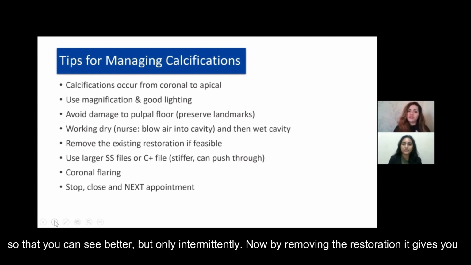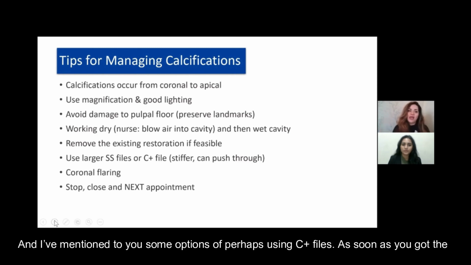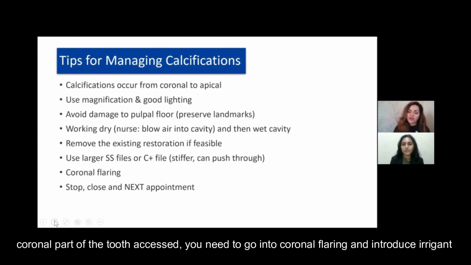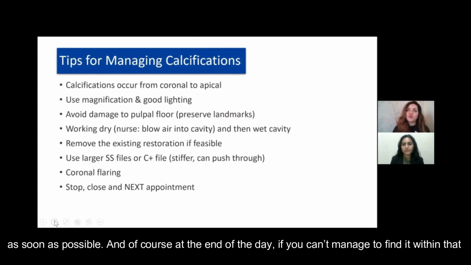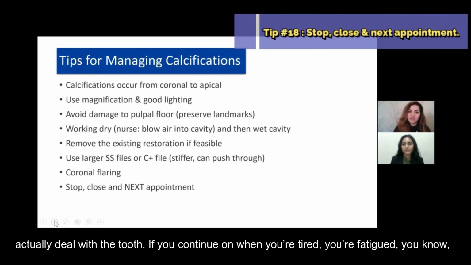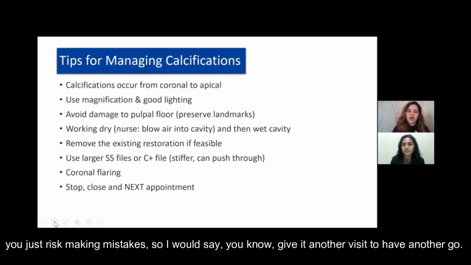Also, removing the restoration gives you more access into the tooth and more light flooding in, so you can see what you're dealing with. And I've mentioned some options of perhaps using C+ files. As soon as you've got the coronal part of the tooth accessed, you need to go into coronal flaring and introduce irrigant as soon as possible. And of course, at the end of the day, if you can't manage to find it within that visit, you may decide to stop and close up and come back at the next appointment to deal with the tooth. If you continue on when you're tired and fatigued, you just risk making mistakes. So I would say, give it another visit to have another go.